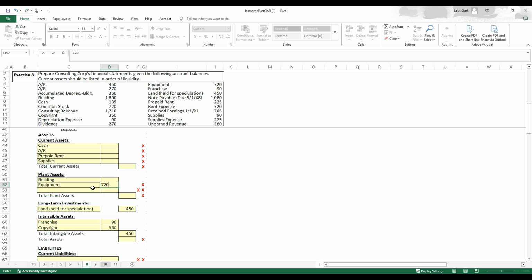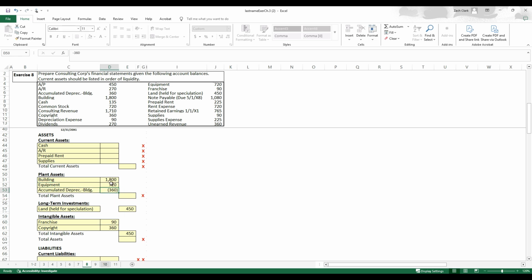Sorry, just finding my totals. So these are the only two plant assets, but I think what we want to put in down here then is our accumulated depreciation for the building. And once the equipment has some depreciation, let's put a negative on that because it is a minus. I think that's going to be the answer.